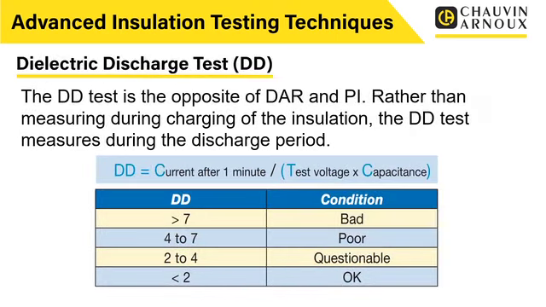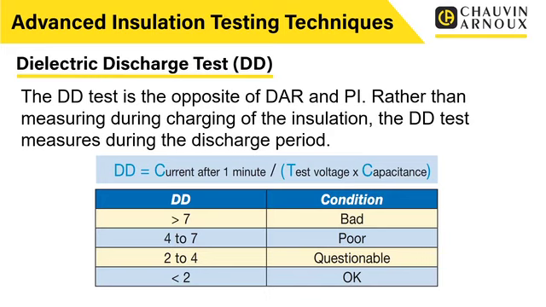Now, another type of ratio test is a dielectric discharge test, or DD test. This is very different, because it is almost the opposite of the DAR and PI tests, which looked at measurements during the charging of the insulation. We'd apply the test and charge it up. The dielectric discharge test, as the name suggests, looks at the discharge period. So once we've removed the test voltage, what happens to the voltage afterwards? How does it fall?